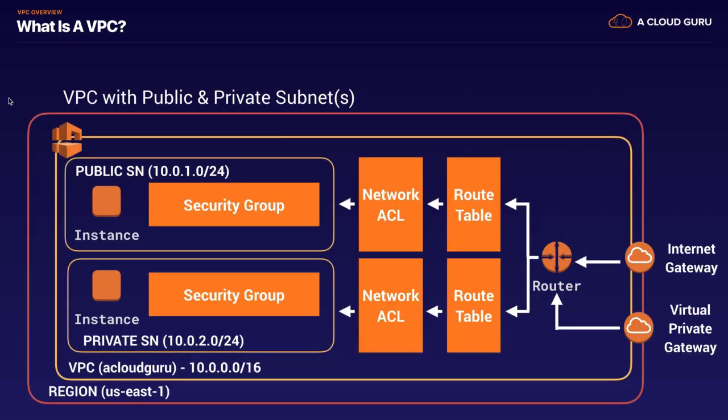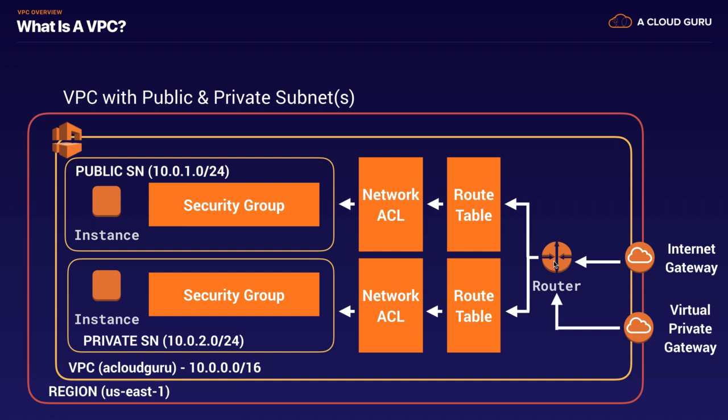Okay, so here's a diagram of a VPC. This red line represents a region, so this is US East 1. And inside this region, we have our VPC. On the outside of our VPC, we have two ways of connecting into it: an internet gateway and a virtual private gateway. Both of these connections go to our router in our VPC. I'm going to call it router because that's what Americans call it.